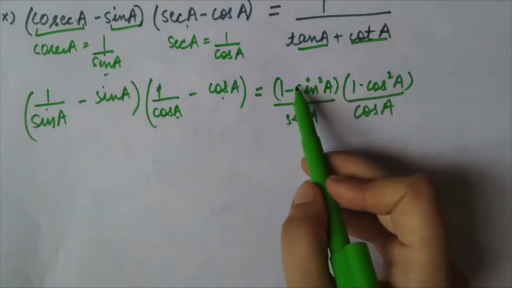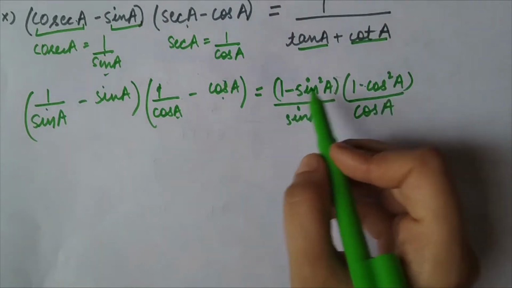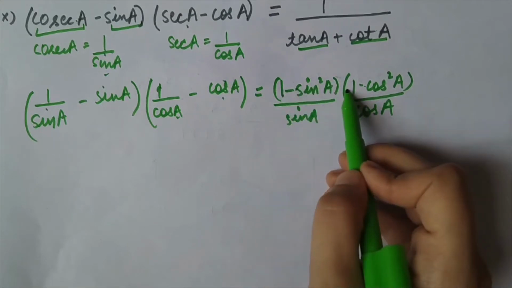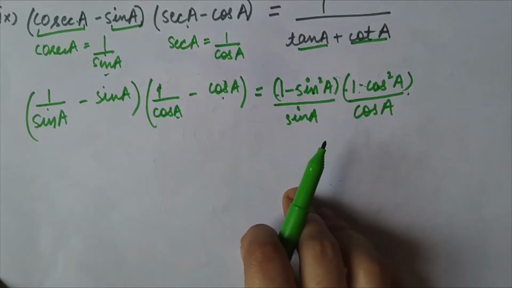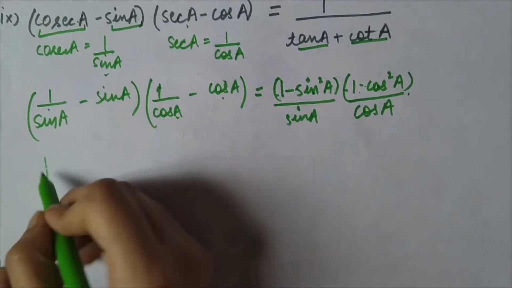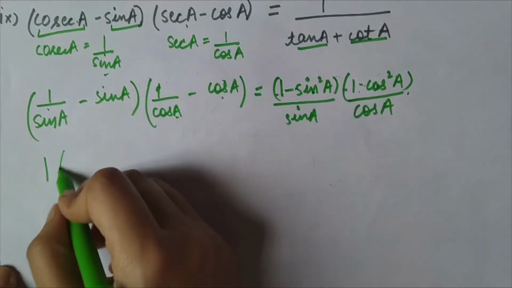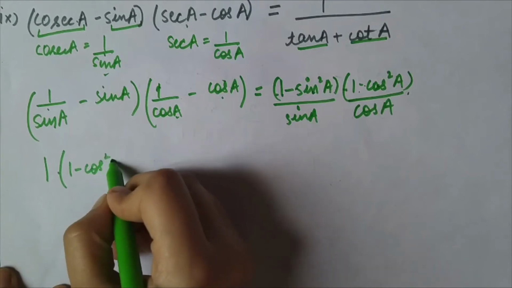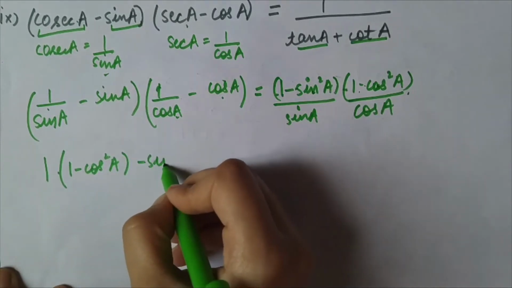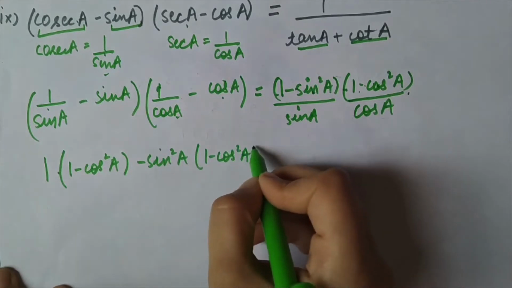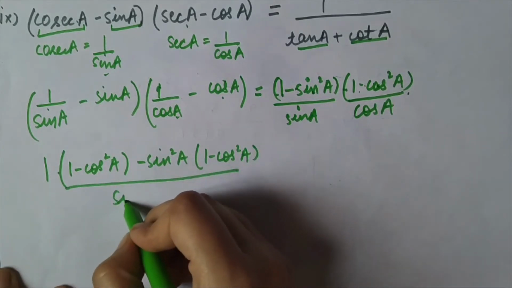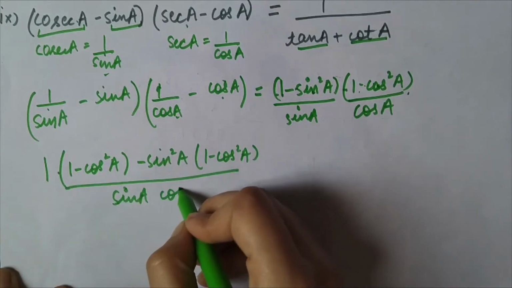This goes here and we get the common denominator. And we will multiply these two. You know how to multiply these two: first 1 with this and with this, then this with this and this. This is simple maths which we have already studied. I will be writing 1 times 1 minus cos square A minus sine square A times 1 minus cos square A, divided by sine of A cos of A.